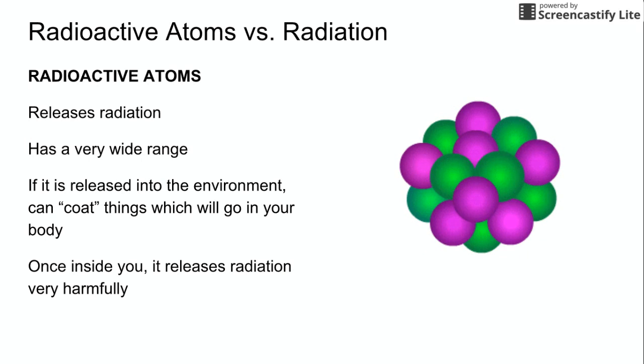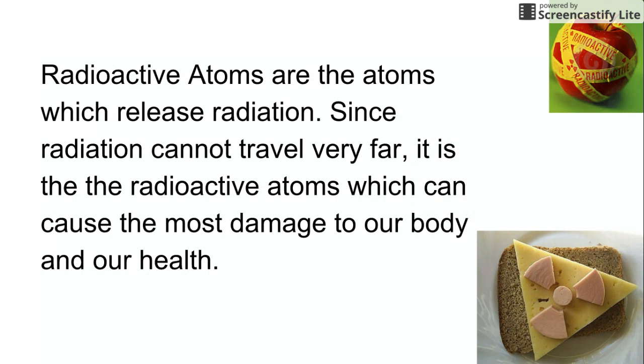Radioactive atoms are the atoms that release the radiation. It has a very wide range, so it can go really far. And when it's released into the environment, it can coat things, which will go into your body. So it's kind of inevitable. It'll coat your food, it'll go inside you. And once it's inside you, it'll release radiation in a very harmful manner. And it will mess with your DNA.